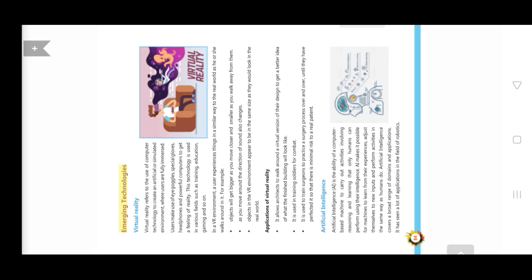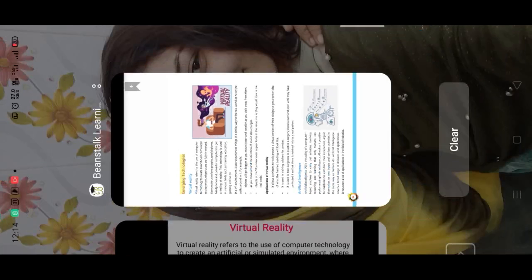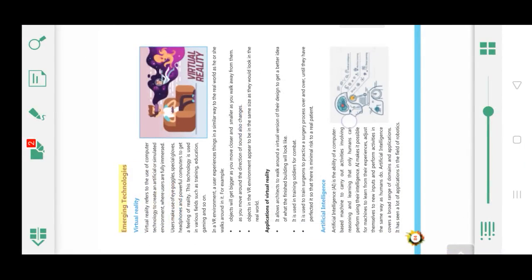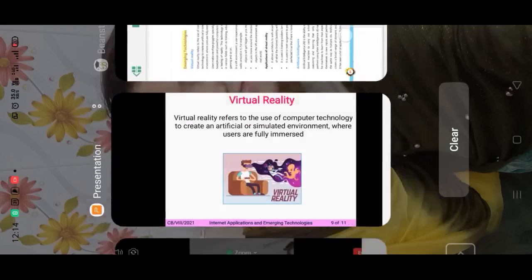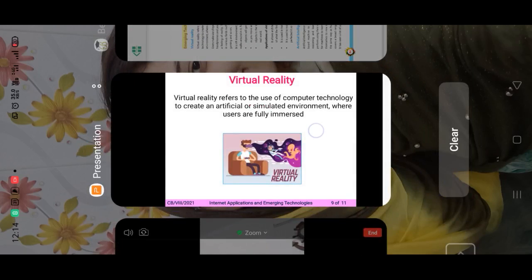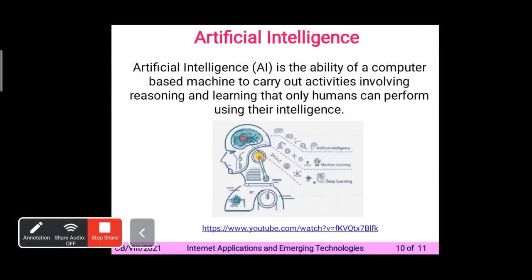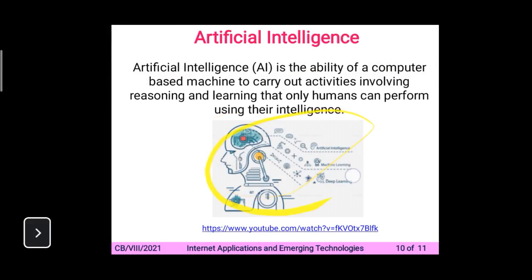Next one is artificial intelligence. Can you tell me what is the image? ये इमेज किसकी है? Can you tell me the name?